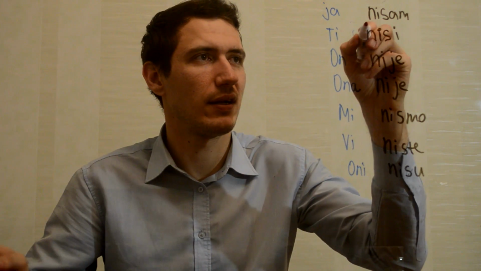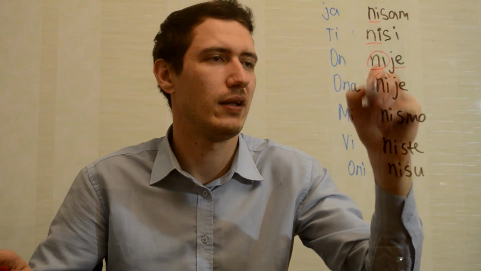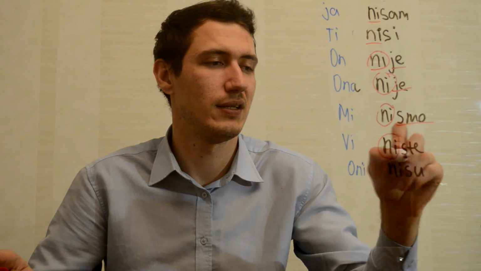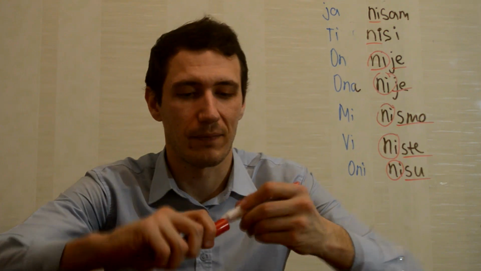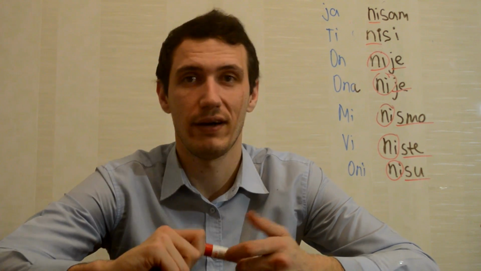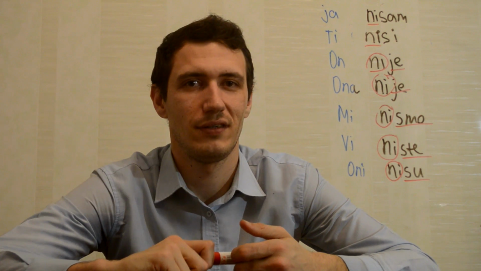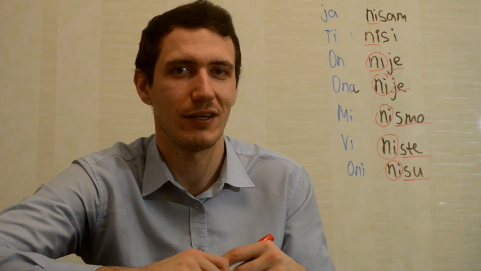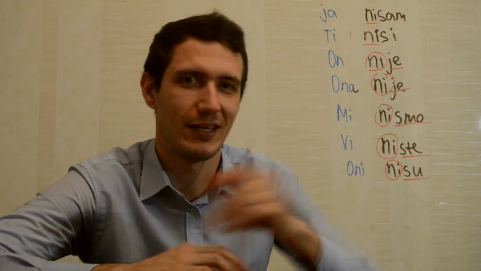As you see, it's exactly the same. You're just adding ni all the time. Ni sam, ni si, ni je, ona nije. Mi ni smo, vi ni ste, oni ni su. Try to say something. Try to say that you are not Azad and I am not Ivan. He is not Jelena and she is not Ivan. Try to say that in Bosnian, Serbian, Croatian, and Montenegrin. Put a pause and try to say it.